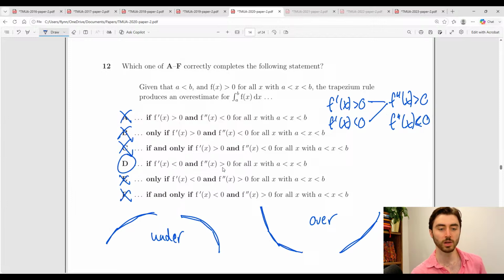I think it's D. So as long as it's if, but there's no restriction on that being the only case, because you can also get there if the gradient is positive and the second derivative is positive. So you can see this is our first instance of a non-standard mapping.